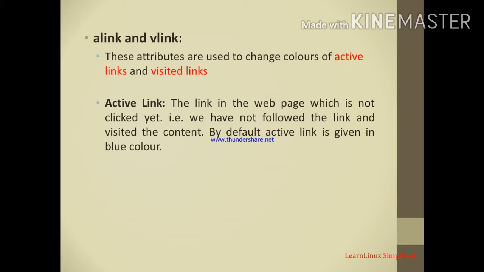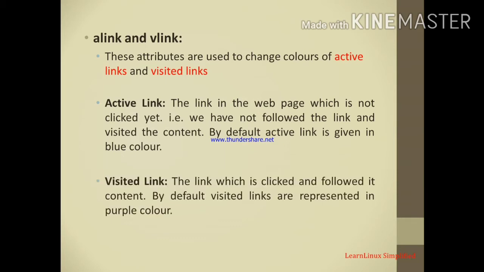Now next is visited link. The link which is clicked and followed its content, right? Visited link means the link which we have clicked and moved to that particular content. By default, visited links are represented in purple color. General syntax, that is body space A-link is equal to color, V-link is equal to color. Now in the color part, again either we can use color name or its hex code. So these are the attributes of body tag.